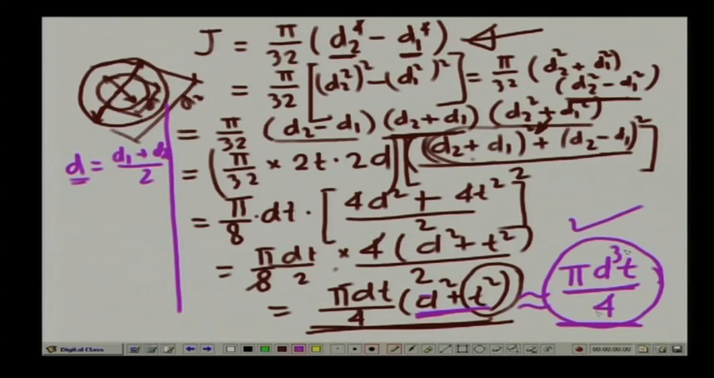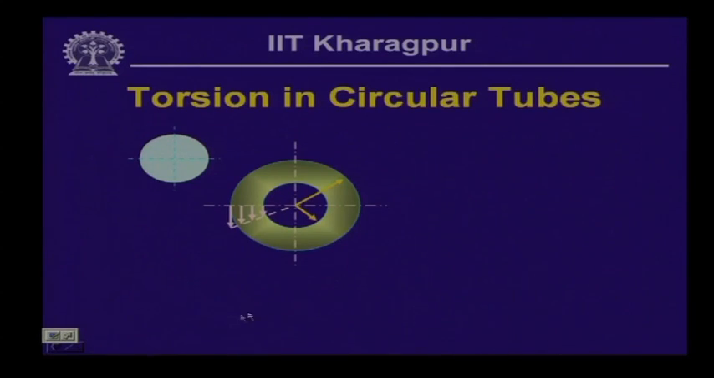So, this gives us the value of J, the polar moment of inertia, either in this form, which is pi by 32 times d 2 to the power 4 minus d 1 to the power 4, or pi d t by 4 times d square plus t square, where d is the average diameter and t is the thickness, or for a thin tube we can even use this pi d cube t by 4 for evaluating the polar moment of inertia.